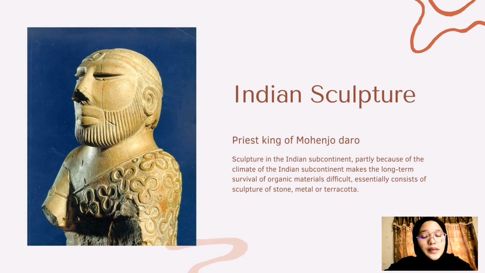Sculpture in the Indian subcontinent, partly because of the climate, which makes the long-term survival of organic materials difficult, essentially consists of the sculpture of stone, metal, and terracotta. Indian buildings were profusely adorned with it and, indeed, are often inseparable from it.